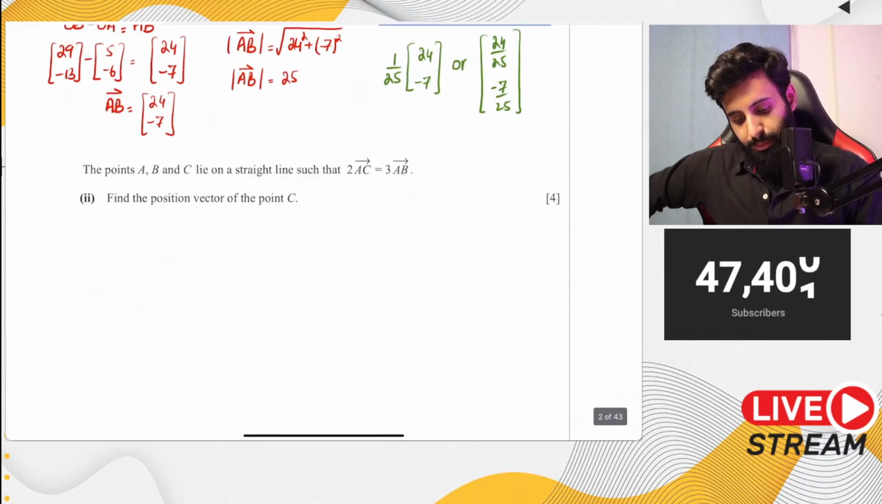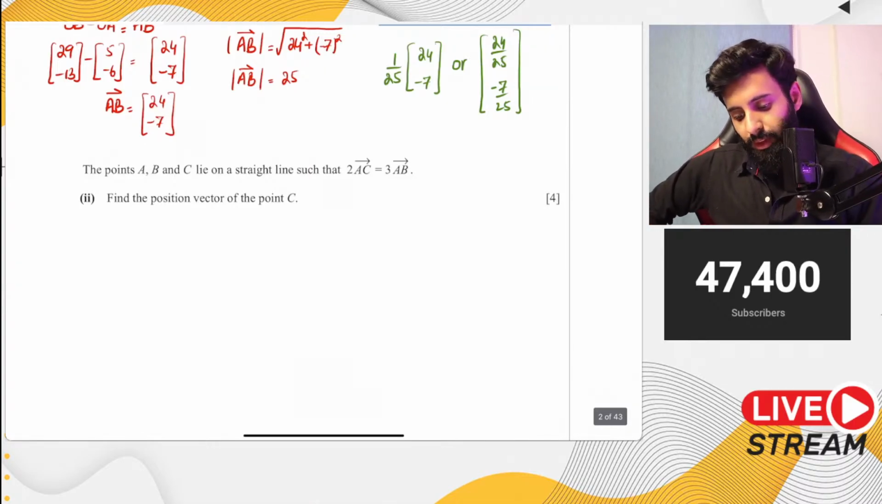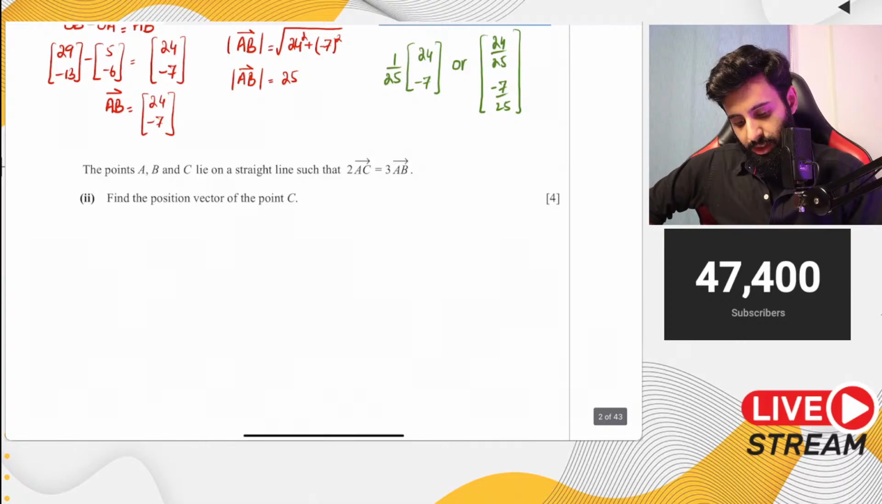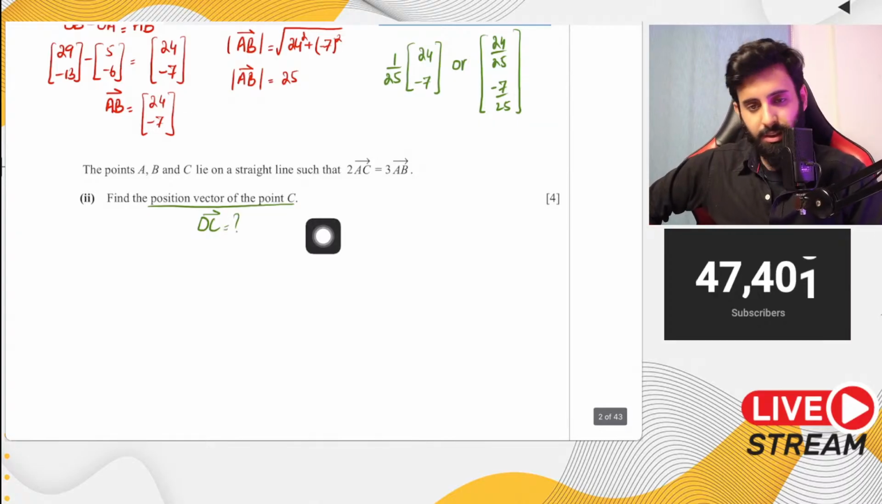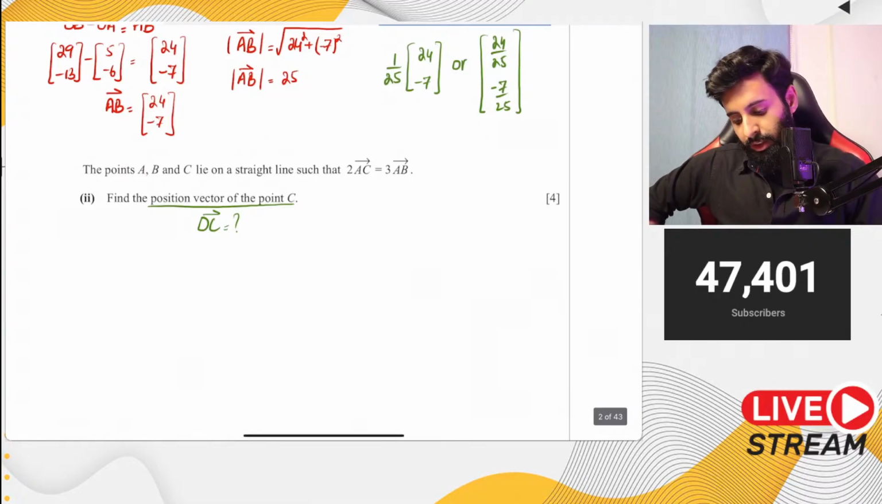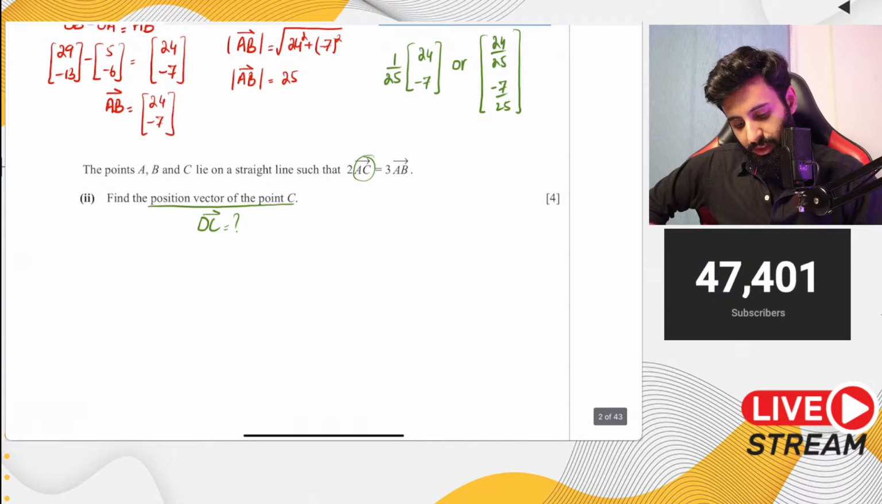Next part says the points A, B and C lie on a straight line such that 2 times of AC is equal to 3 times of AB. Find the position vector of the point C. Now finding out the position vector of point C basically means that you need to find out OC. Now you need to do some manipulation, some plus minus, and somehow bring OC over here. So how can I split open AC? That's what the question is.